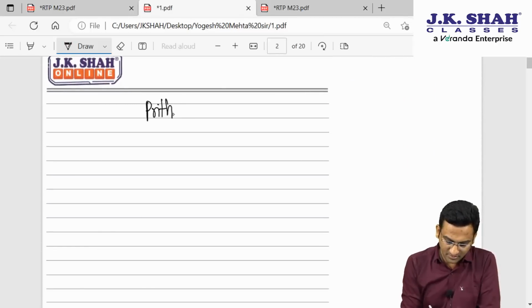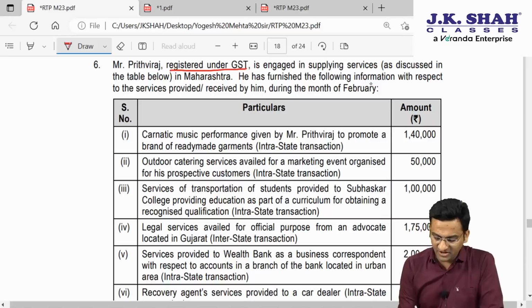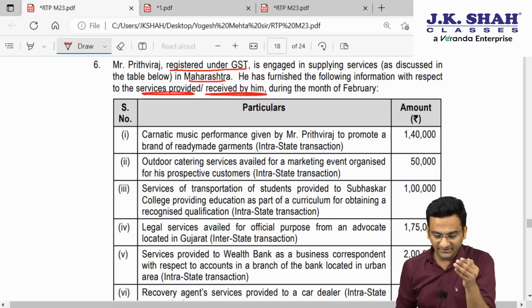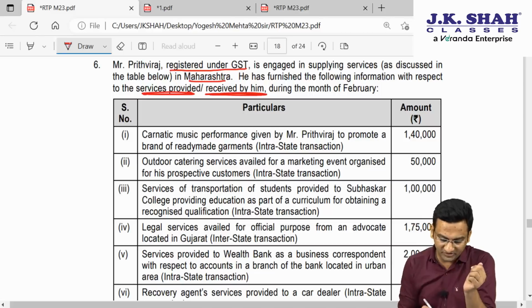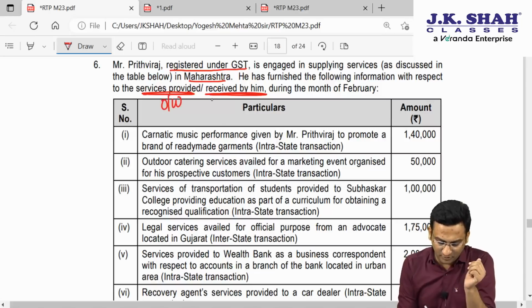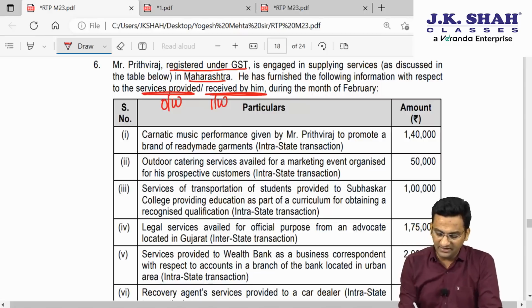Now friends, he has furnished the following information with respect to the services provided or received by him. Services provided by him and services received by him. So friends, this table contains the details of both. Services provided means outward supply details, and services received by him means the details of inward supply are also covered in this table. And these details are of the month of February.